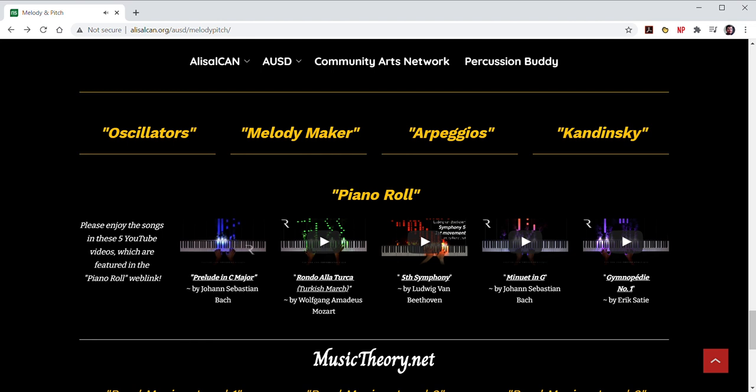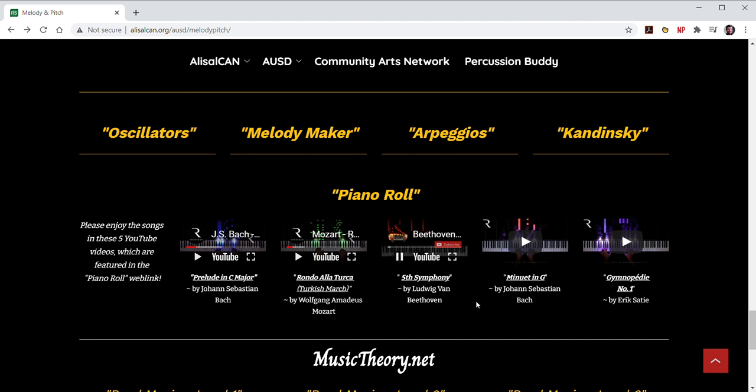This is Prelude in C major by Johann Sebastian Bach. Moving on, the next one, famous melody, Rondo alla Turca, a Turkish march by Wolfgang Amadeus Mozart, very famous composer. The Fifth Symphony, the beginning of the Fifth Symphony, by Ludwig van Beethoven.